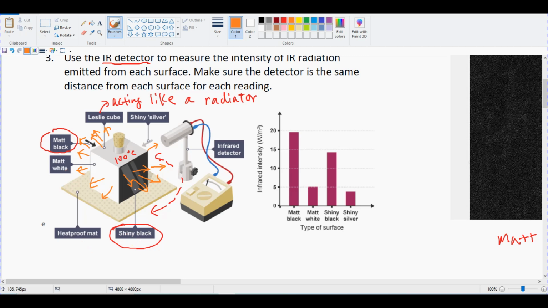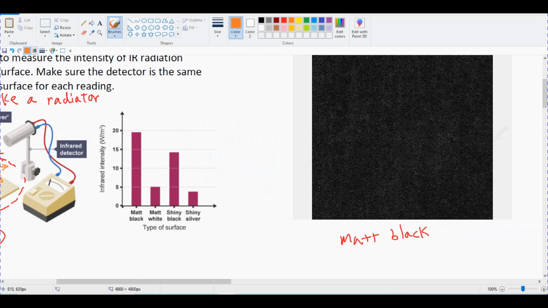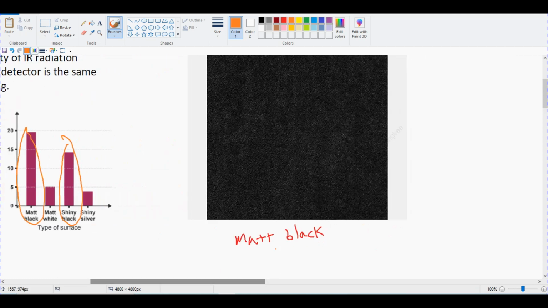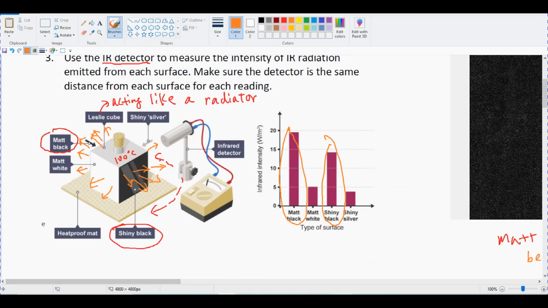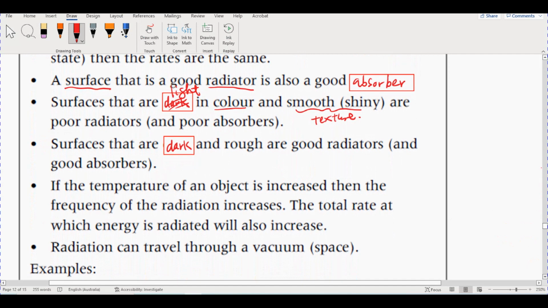And the matte white and the shiny silver emit much less. Here are the results. You see that's the matte black and the other is the shiny black. So you can see both texture and color play a role. That's why matte black is the best radiator, and also the best absorber when it's at a low temperature. I hope that makes sense. So color and texture are very important for a surface being a good radiator or absorber.